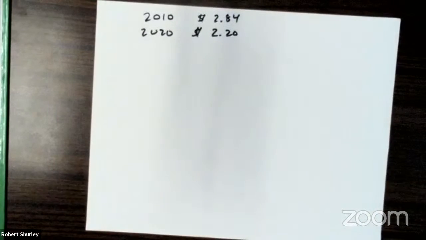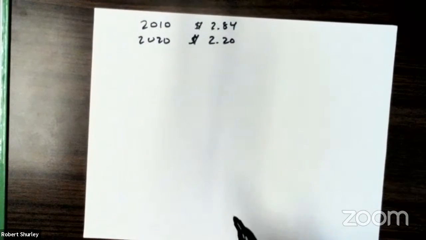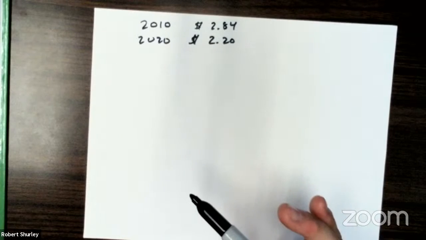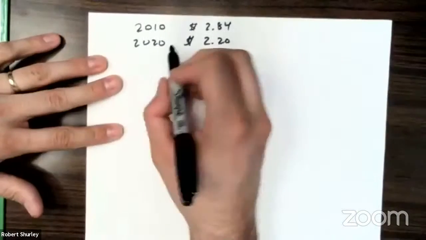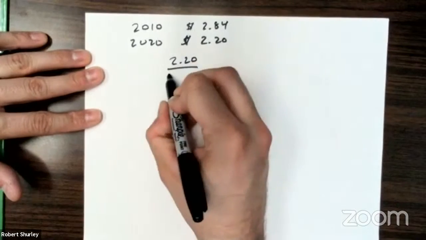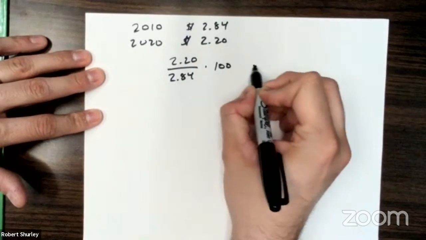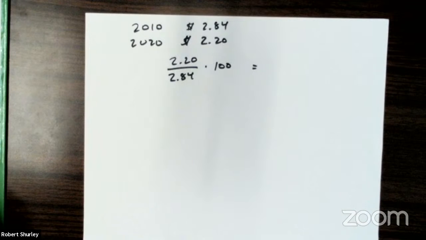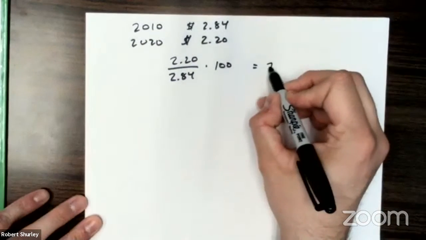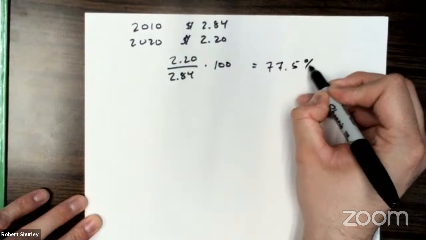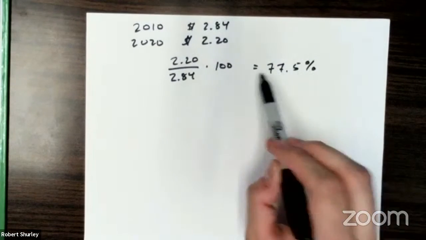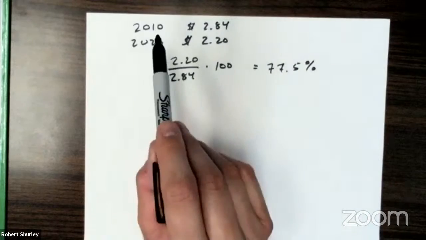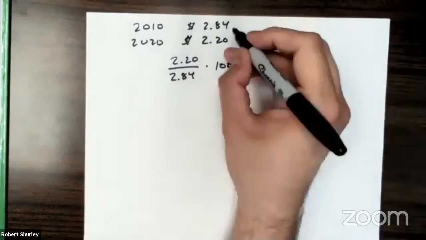I know it's probably something different, but let's just say it's around 2.20. So again, we're going to do our value over the reference value. Our current value is 2.20. The reference value is 2.84. So times 100, you wind up with 2.20 divided by 2.84 times 100. I get 77.5%. So we're paying 77.5% of the 2010 price because it's gone down.